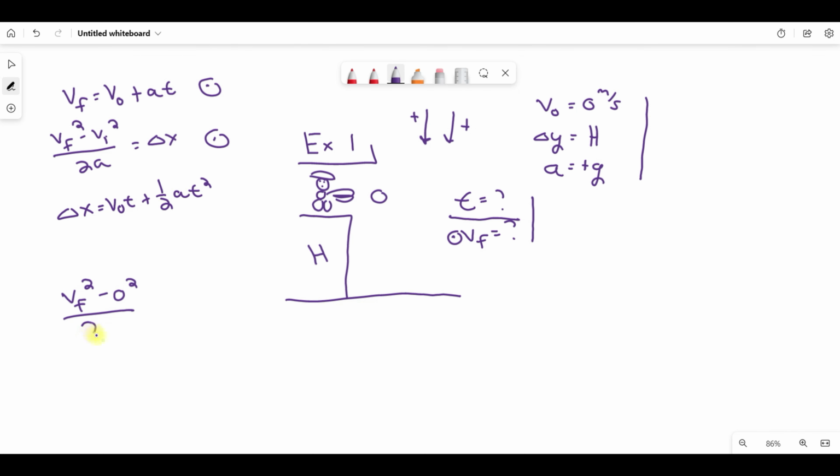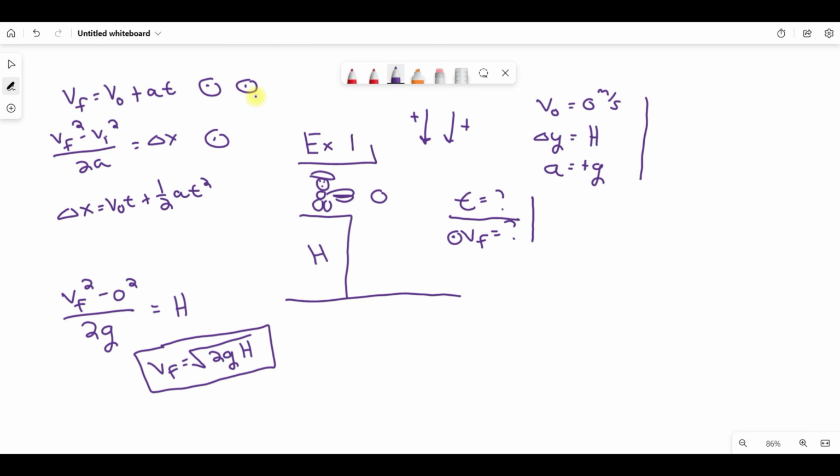So we know that the acceleration here is g, and that is equal to h, which means if we rearrange the variables, you get that the final velocity is equal to the square root of 2gh. Now we know what the final velocity is, we know what the initial velocity is, we know what the displacement is, and we know the acceleration. So now let's try to find time.